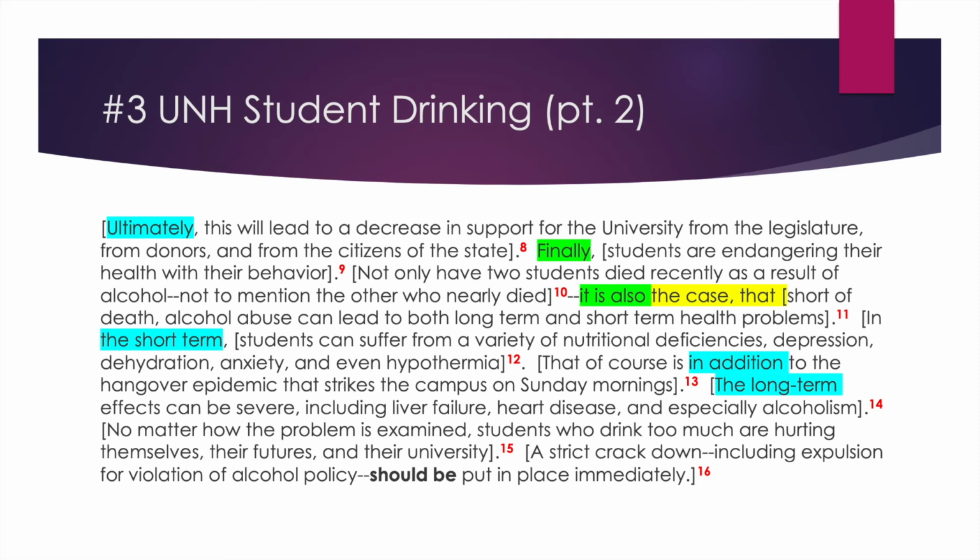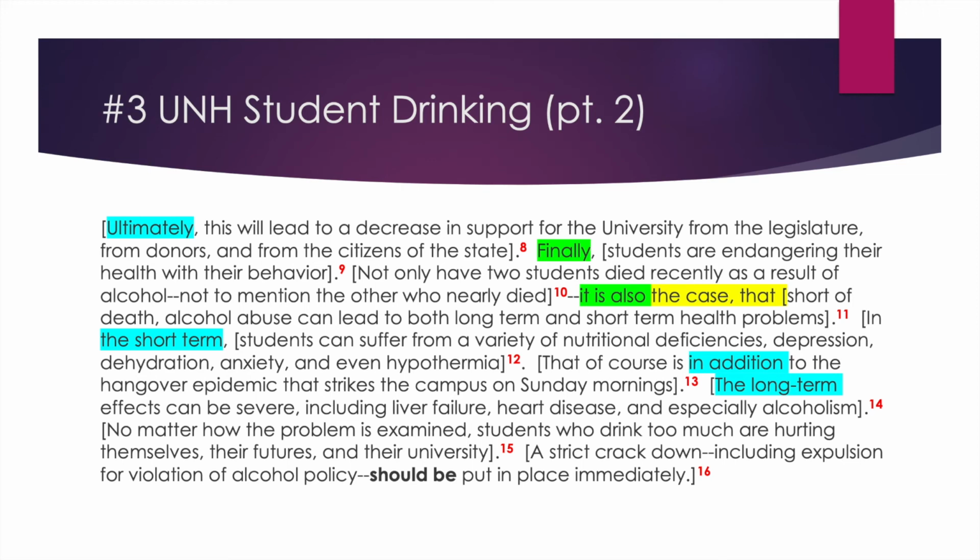And again, you could divide each of those as separate pieces of evidence. For the sake of making the diagram a little bit more efficient, I've taken all of them together as long-term effects and called that assertion 14. And then we kind of wrap up the argument with the last 2 assertions here. No matter how the problem is examined, and we have examined it from an academic perspective, from a public relations perspective, and from a health perspective, right? So no matter how the problem is examined, students who drink too much are hurting themselves, their futures, and their university. We'll call that assertion 15.